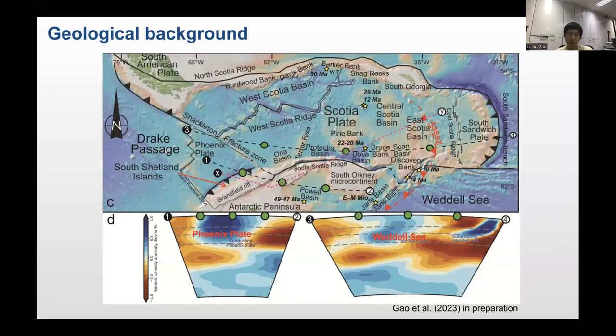The Drake Passage is located at the northern part of the Antarctic Peninsula, and the Antarctic Peninsula is the southern boundary of this passage. The Antarctic Peninsula was subducted by the Phoenix Plate from the west, and also the Weddell Sea or the South American Plate from the east.